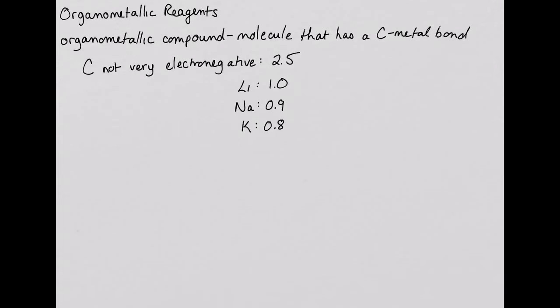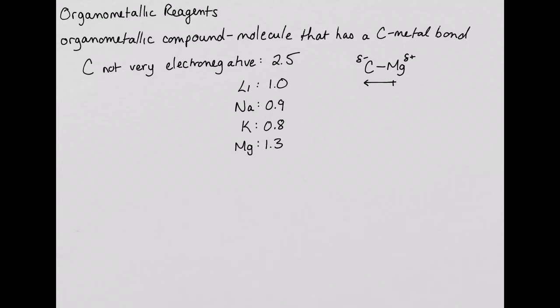Because of the large difference in electronegativity between these metals and carbon, they tend to form ionic bonds with one another. However, a metal like magnesium, with an electronegativity a bit closer to carbon, can form a very polar covalent bond. Because magnesium is significantly less electronegative than carbon, the bond polarity points in the direction of carbon, giving the carbon a partial negative charge. This can allow carbon to act as a nucleophile.